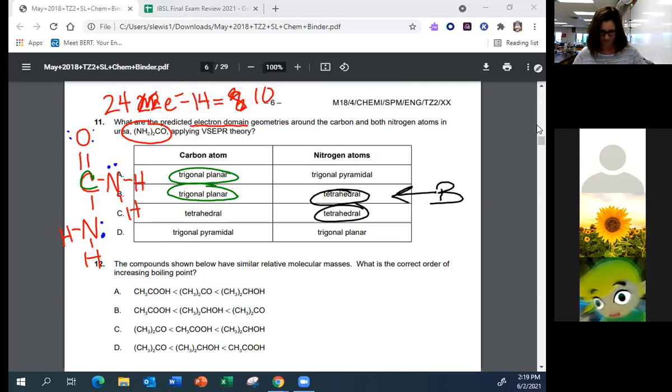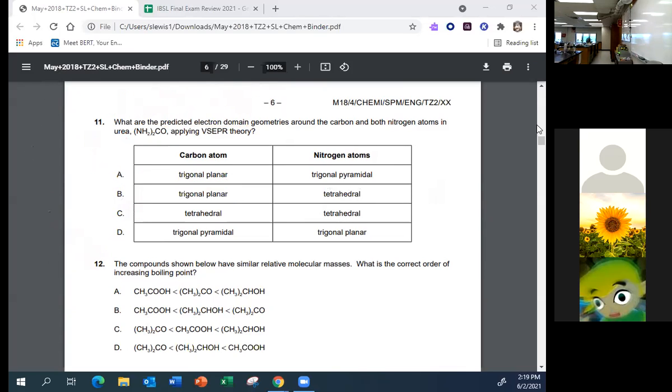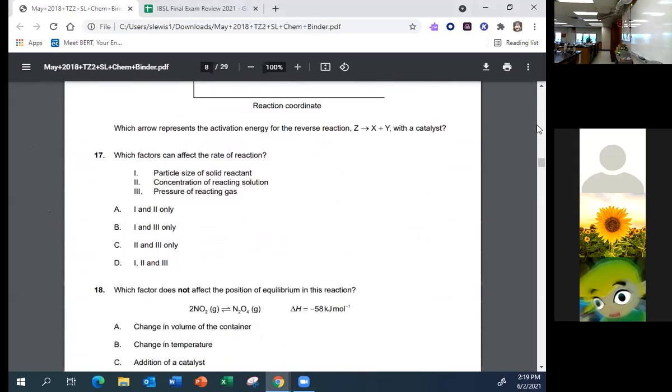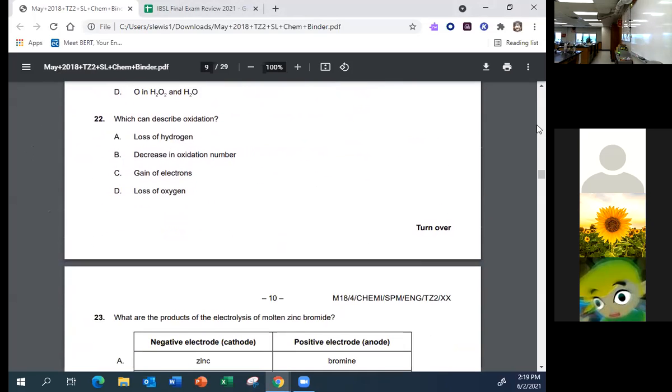22. Oh yeah, this is a very challenging question to think about. I'll tell you what, this question for me was easiest to interpret by a process of elimination, which is what I wrote in the spreadsheet for this one. Let's do it that way to start. Which can describe oxidation? Oxidation is loss of electrons. So let's cross out gain of electrons.